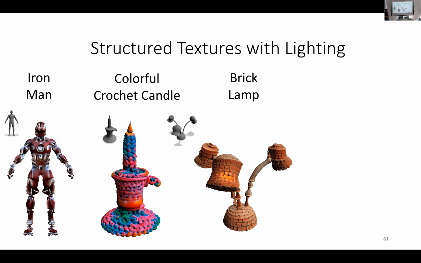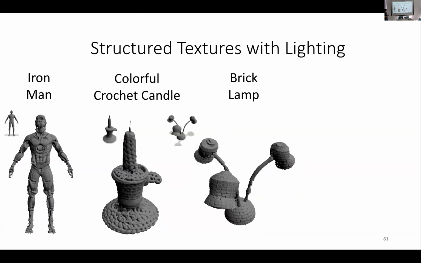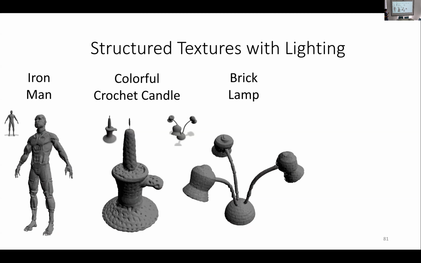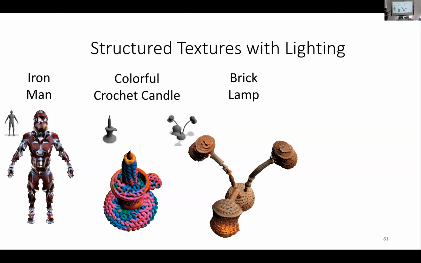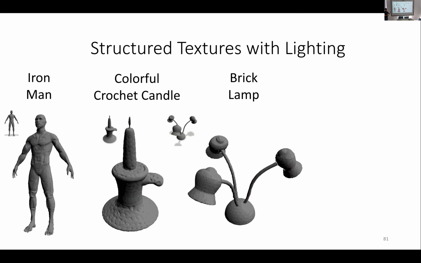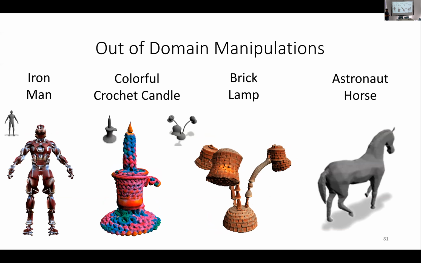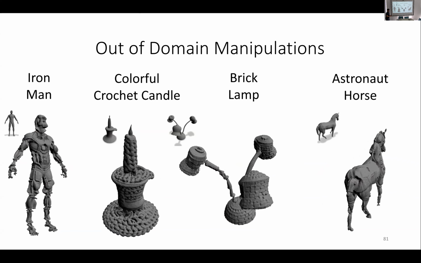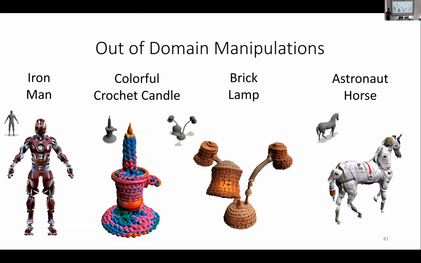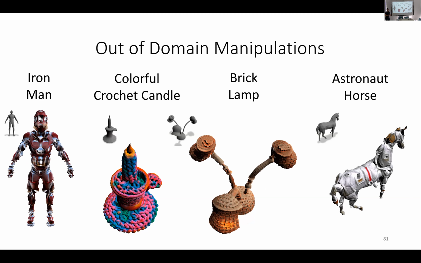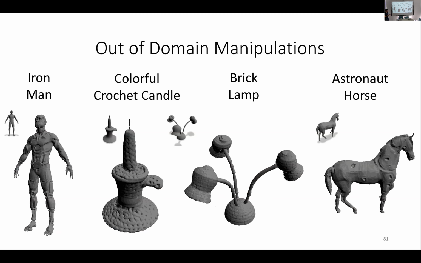For the brick lamp, you can see that even though we only produce stylization, the network is able to produce a realistic hallucination of how light would look inside that object. And it also enables us to generate out-of-domain objects, such as an astronaut, that of course doesn't actually exist in real life. So how do we do this?